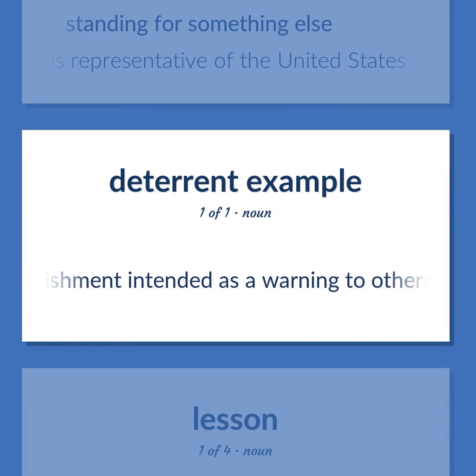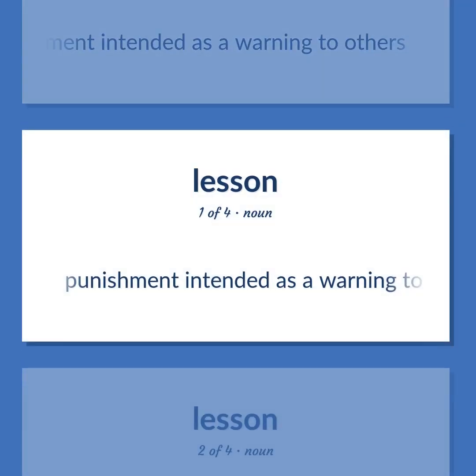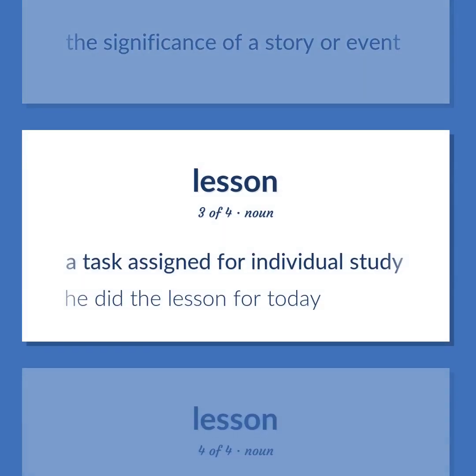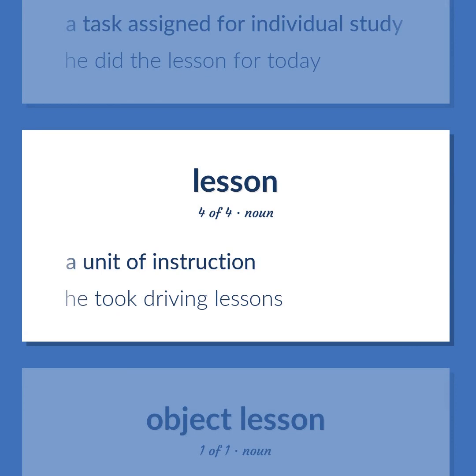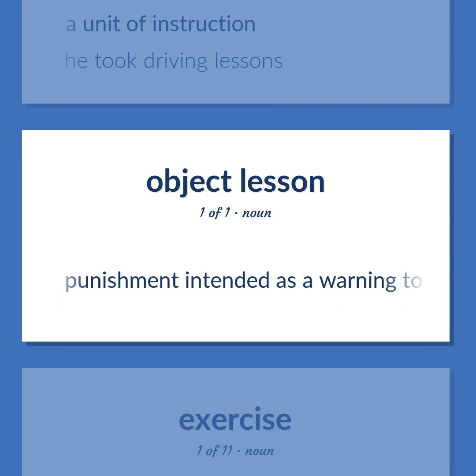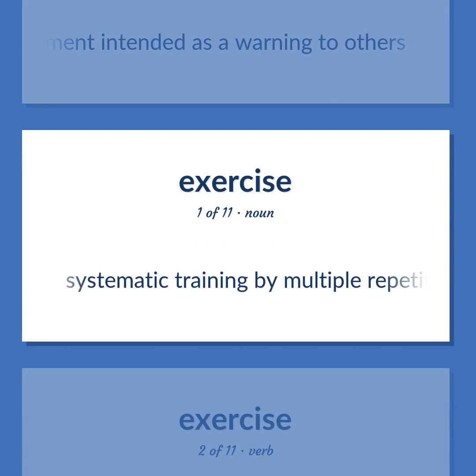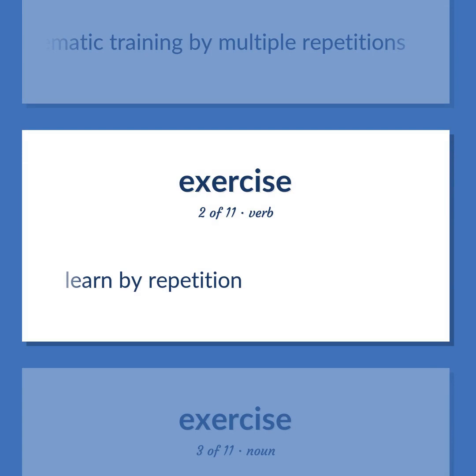Punishment intended as a warning to others. The significance of a story or event. A task assigned for individual study. He did the lesson for today. A unit of instruction. He took driving lessons. Punishment intended as a warning to others. Systematic training by multiple repetitions. Learn by repetition.